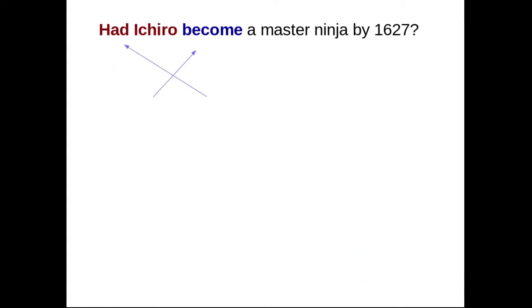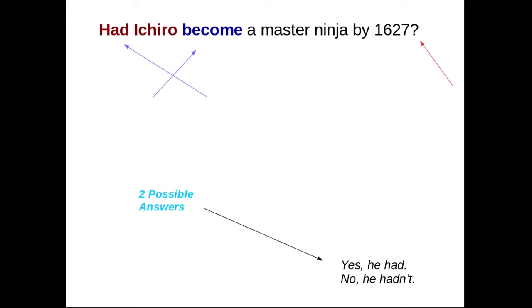The question, had Ichiro become a master ninja by 1627? This is a question, so we need a question mark. There are two possible answers. Yes, he had. No, he hadn't.